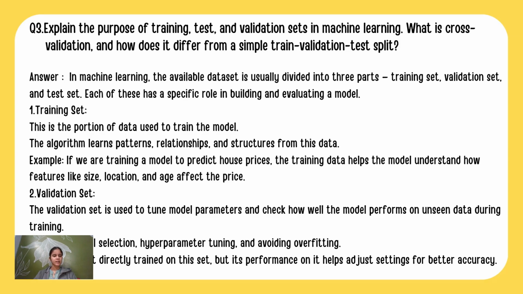First one is the training set. This is a portion of the data used to train the model. The algorithm learns patterns, relationships, and structure from the training data. Example, if we are training a model to predict house price, the training data helps the model understand how features like size, location, or age affect the price.